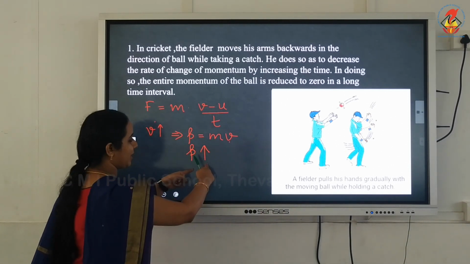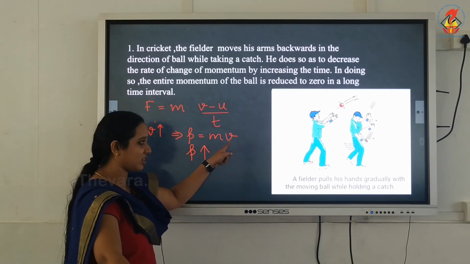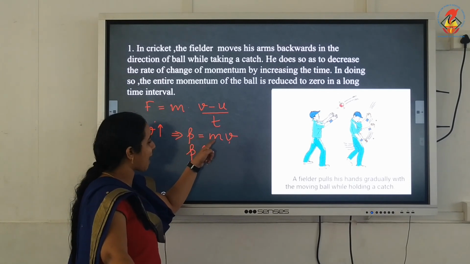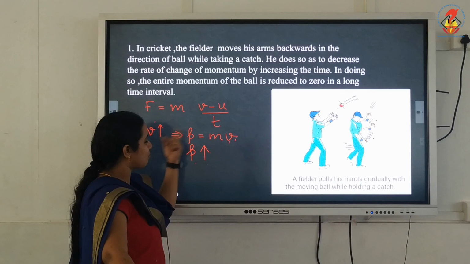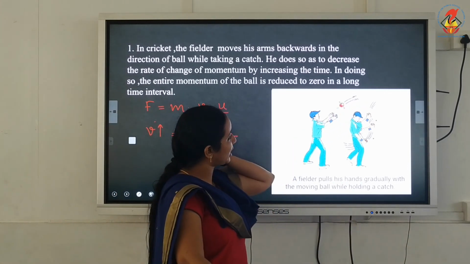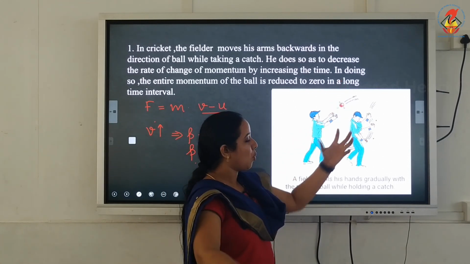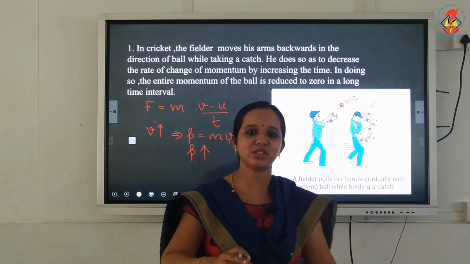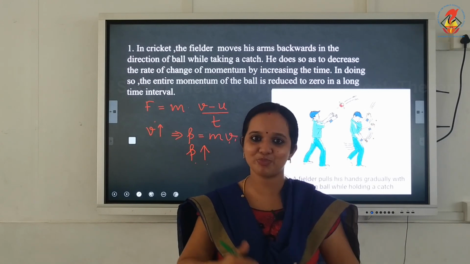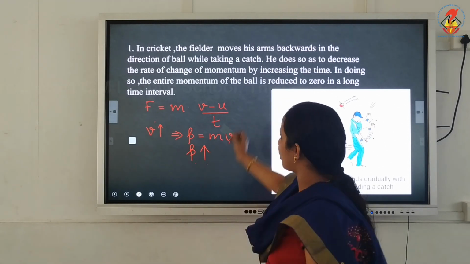So, when the fielder catches the ball, the velocity of the ball reduces to 0. That means momentum also will get reduced to 0, because P is equal to m into v. So, if v is 0, momentum also becomes 0. Initially, when the ball was travelling through the air, it had greater velocity and greater momentum. When he catches it, the velocity of the ball gets reduced to 0, which means momentum also gets reduced to 0.